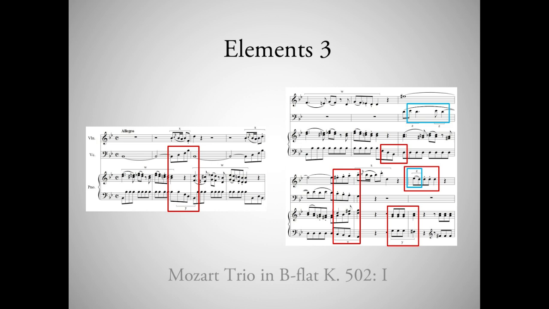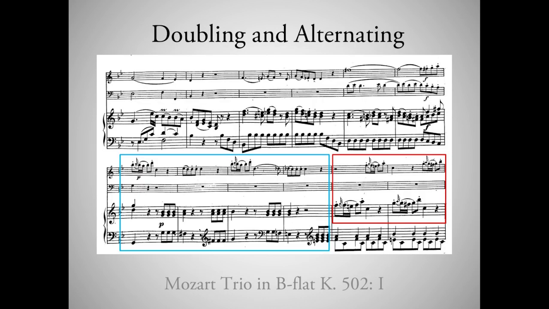So these are just little ideas that by themselves don't really mean a whole lot. You'll recognize them, but then when Mozart starts to use them over and over again and put them into different contexts, they take on a greater meaning. So as we just saw those little melodic tags that the violin had, I mentioned that they would have a greater significance. As we get going, you start to see this notion of doubling and alternating.